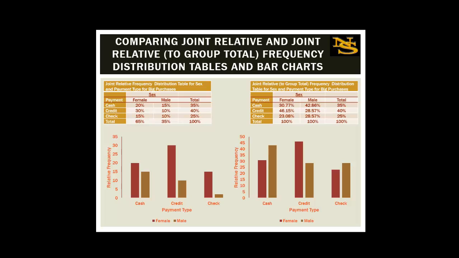So although both tables and charts are useful, it's clear that to determine sex-based preferences, you need to use the joint relative to group total frequency distribution table and chart. Remember, you have to control for the difference in sample sizes for males versus females. However, it's also useful to use the joint relative frequency distribution table to see the differences in group sizes.